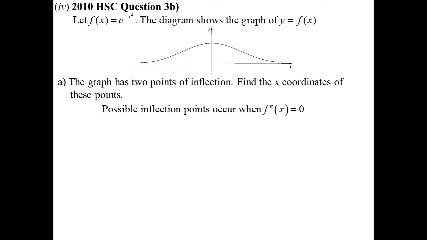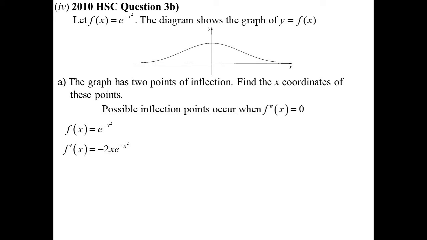Now we know possible inflection points will occur when the second derivative is equal to 0. Now that comes down to concavity. Second derivative measures concavity. So if the second derivative is 0, we're saying it has no concavity. Well, if it has no concavity, that's where it must change. It's like when you're moving forward and you want to go backwards. Well, before you can do that, you've got to stop. And so it's the same sort of idea. Before I can change from concave up to concave down, I've got to stop the concavity, have a concavity of 0. So let's solve that.